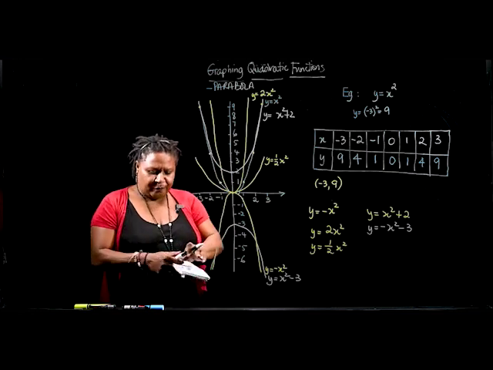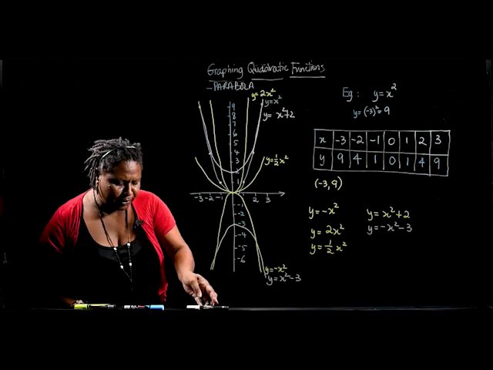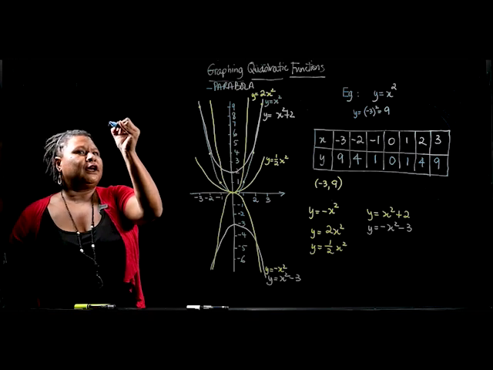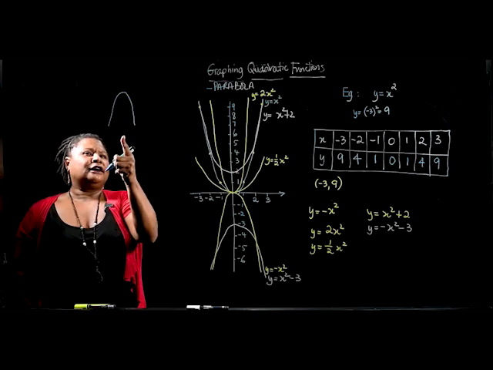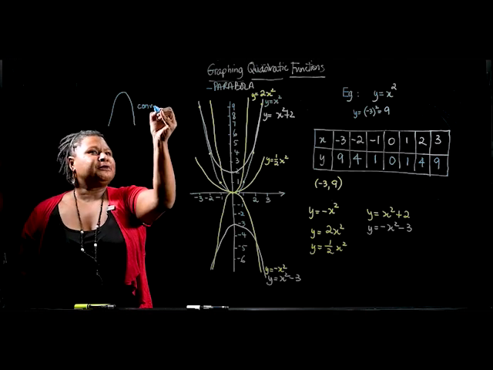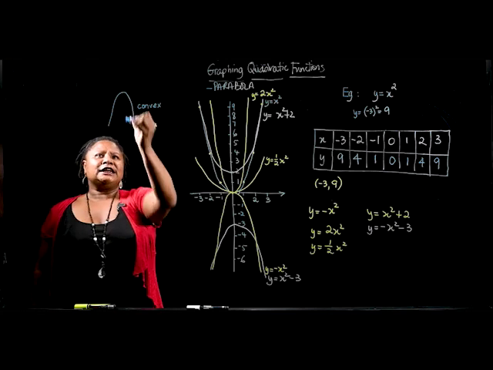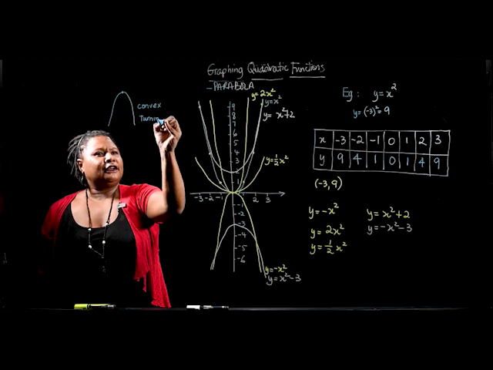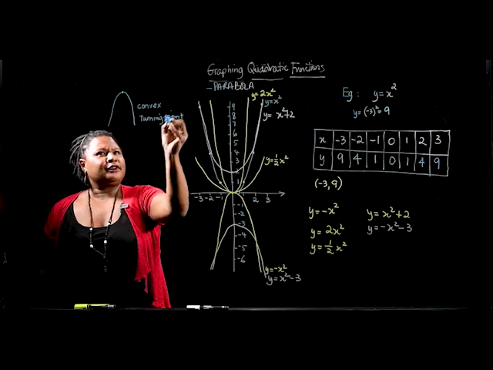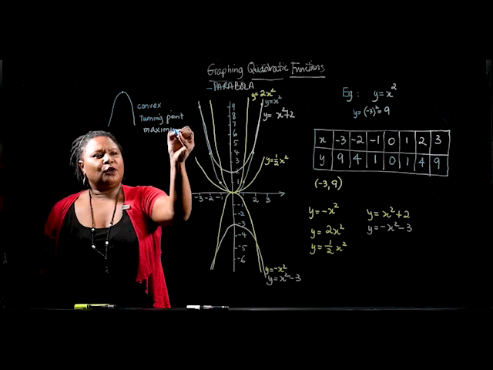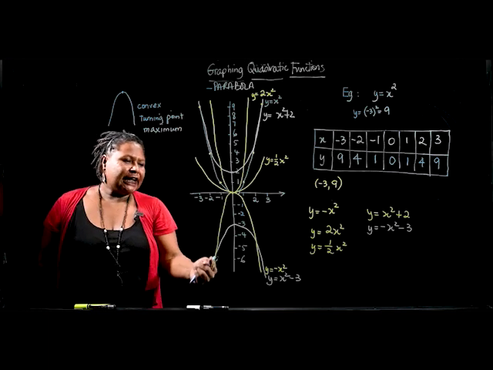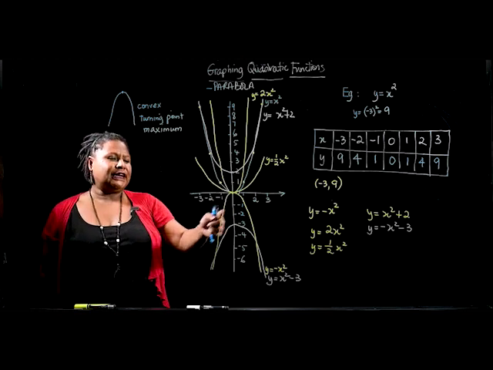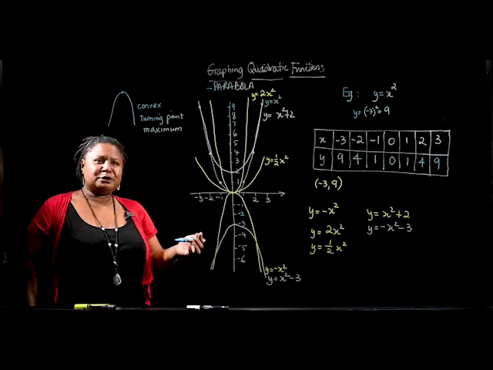Now a few things are important that we need to remember about the parabola. Where you have the parabola that is convex, we say that the turning point is a maximum turning point, meaning that the highest value of y is up here, and therefore it has a maximum turning point.